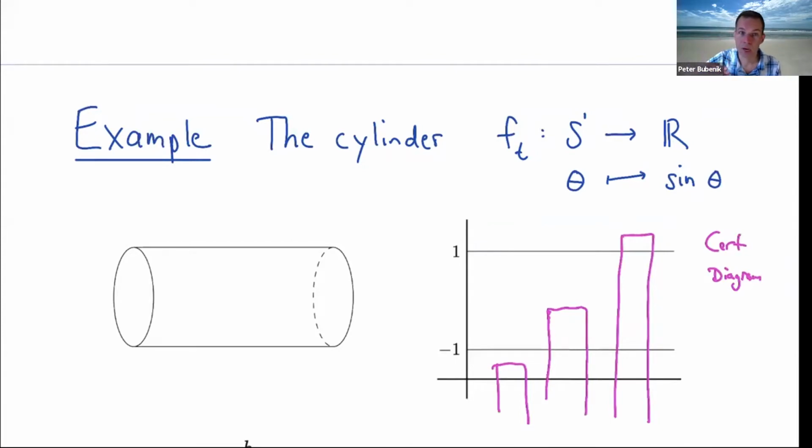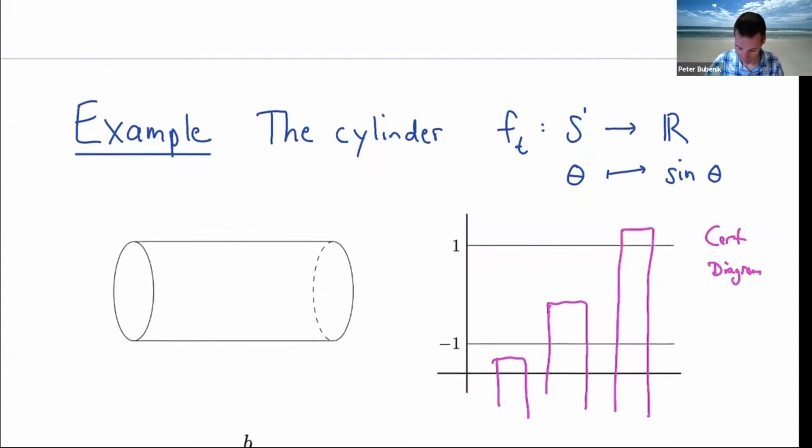If C is below -1, we have the empty space. If C is between -1 and 1, then we have kind of a ramp where you could skateboard. So we have kind of a thickened arc of the circle. And once we go above 1, then we have a cylinder.